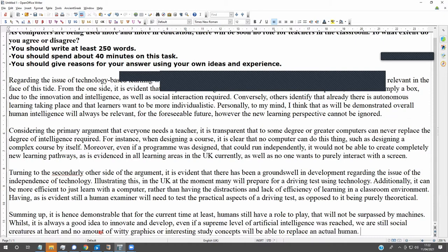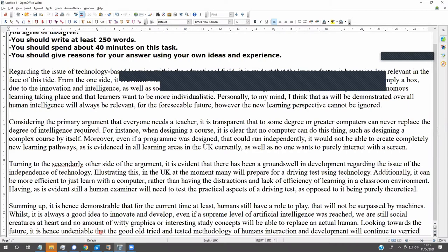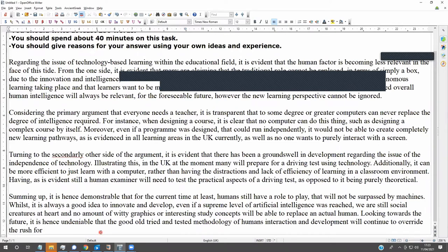And in the last sentence, I'm always trying to talk about the future. So, looking towards the future, it is hence undeniable that the good old tried and tested methodology of human interaction and development will continue to override the rush for technological improvement.